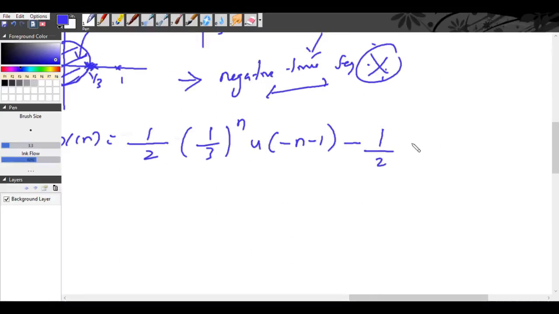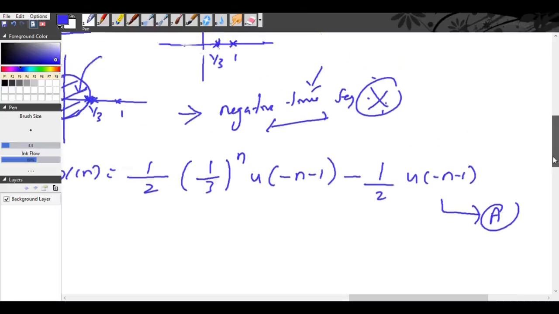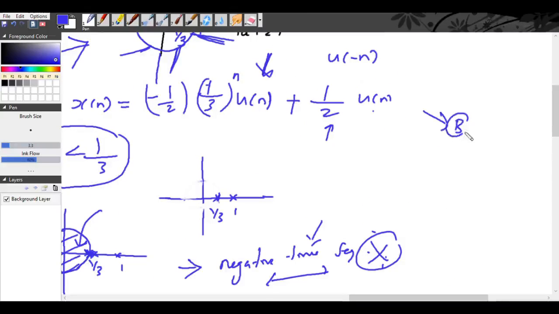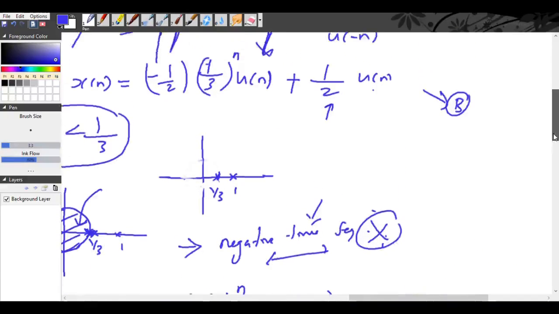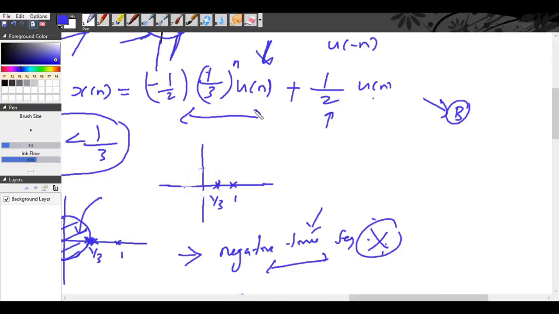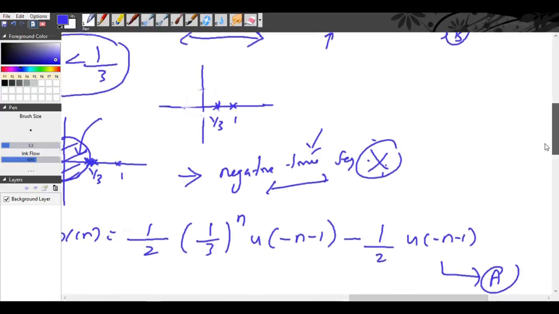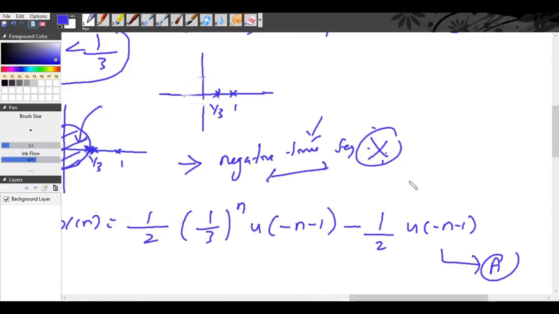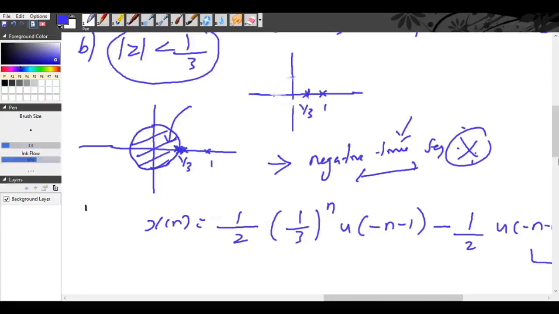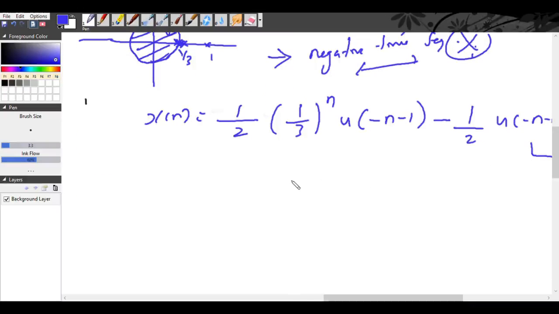Minus half into u of minus n minus 1. Let us make a comparison between this equation as well as this equation. Notice that the equation itself has changed. See, the appearance of the time series itself has changed. I hope you see this, right? So it all depends upon the location of the poles and zeros as well as the region of convergence. Keep this in mind while solving in the exam.